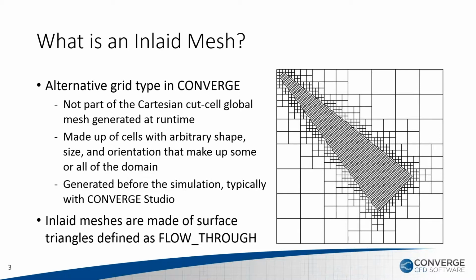Typically, you would generate the inlaid mesh in CONVERGE Studio, and like other boundaries in CONVERGE Studio, these inlaid meshes would be defined by surface triangles, which will be defined as flow-through boundaries.